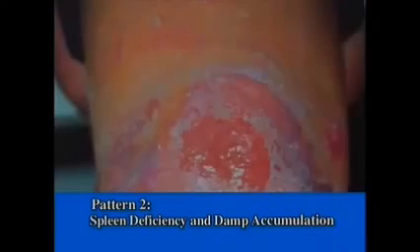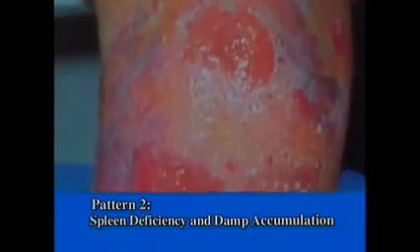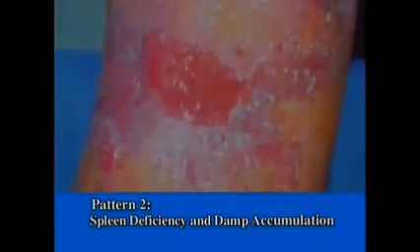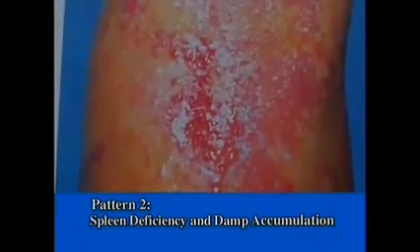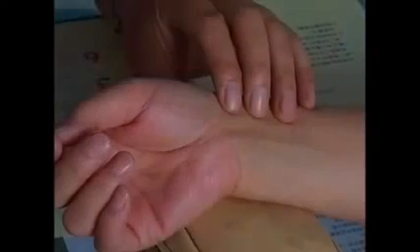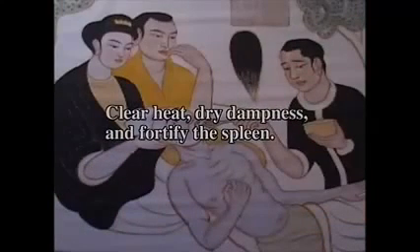Pattern 2. Spleen deficiency and damp accumulation. Primary symptoms include gradual onset, pruritus, and reddish lesions with papulovesicles, as well as lesions that are covered with scales and tend to erode and exude fluid if scratched. The tongue will be pale and plump with a white greasy fur, and there will be a string-like moderate pulse. Treatment principles: clear heat, dry dampness, and fortify the spleen.